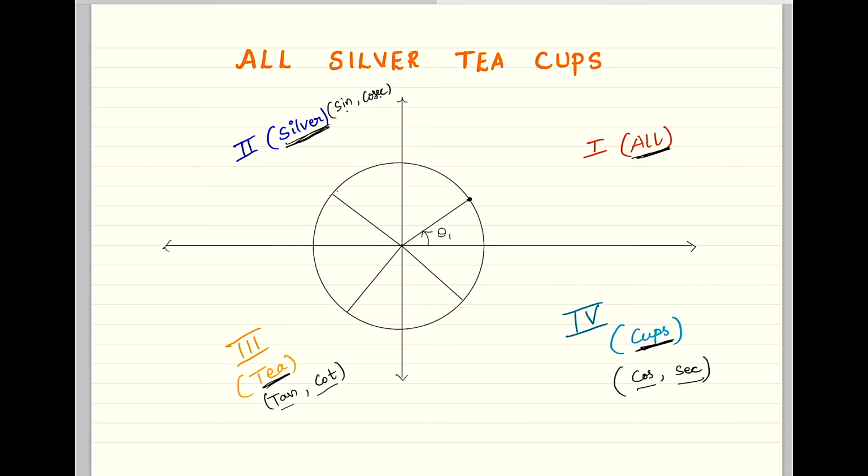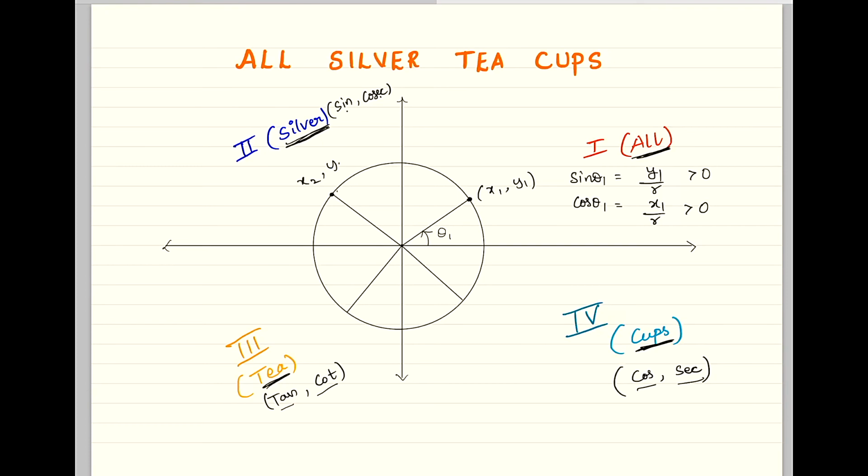So in the first quadrant, with angle theta 1, this is the point x1 comma y1. Sin theta 1 is how much? y1 by r. Both y1 and r are positive, so sin theta 1 is positive. Cos theta 1 is x1 by r. The x coordinate is positive, radius is positive, so cos theta 1 is positive. Now if sin and cos both are positive, then tan, secant, cosecant and cot will be positive. Therefore all are positive.